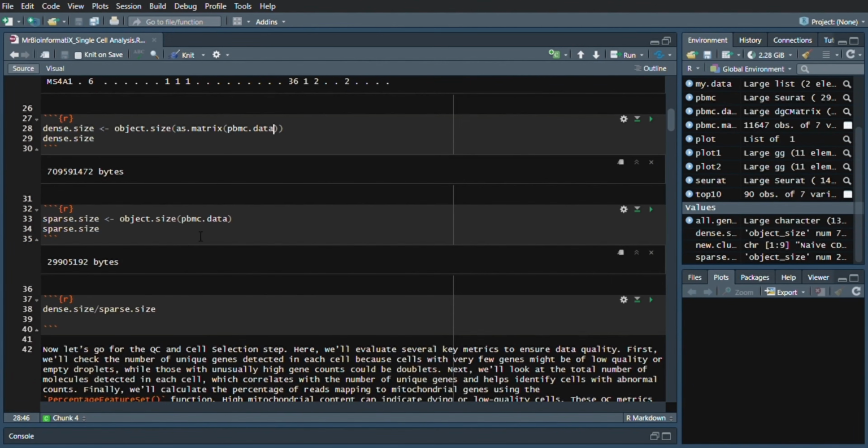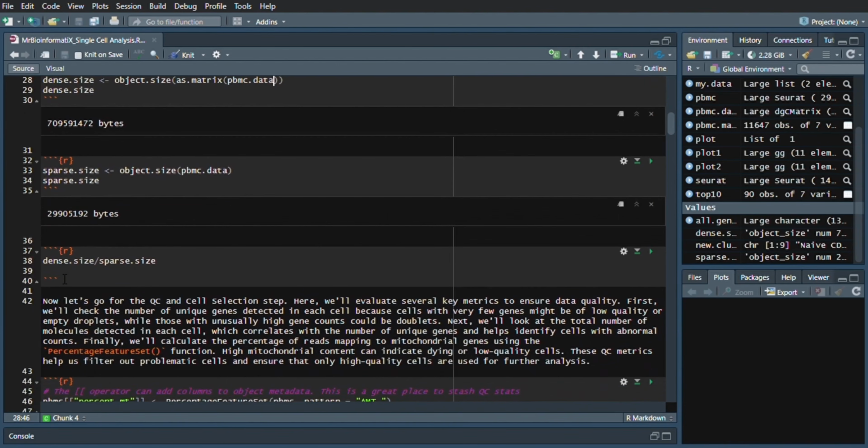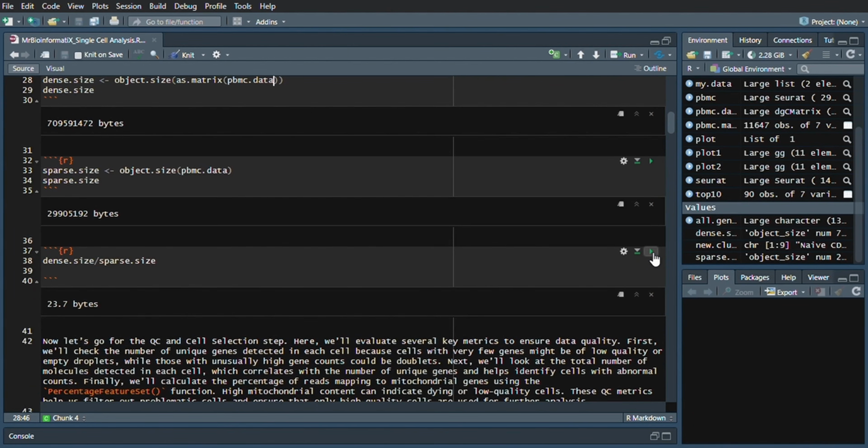As you can see, it's only about 299,005,192 bytes. And if we make a simple calculation, dense size over the sparse size, we get a value of 23.7. This indicates that the dense matrix uses approximately 23.7 times more memory than the sparse matrix.